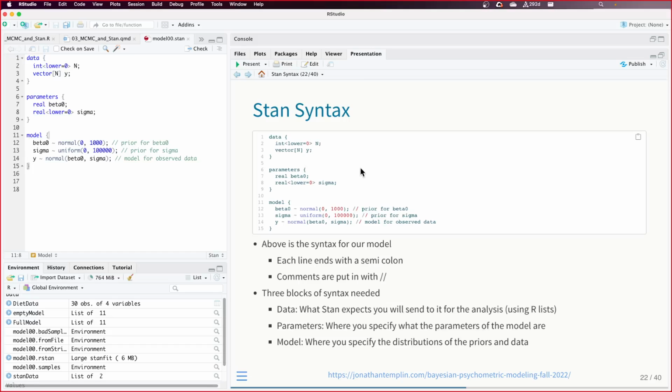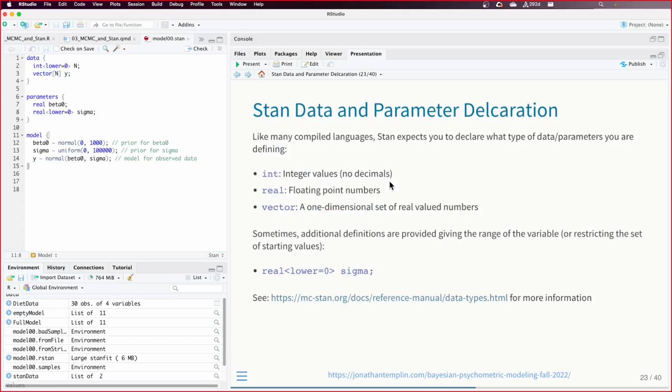Other questions? Okay, so let's talk about the data step and the parameter step. This is a difference between Stan and R, or Stan and Stata, or Stan and SPSS. Whatever you use for your stat package.